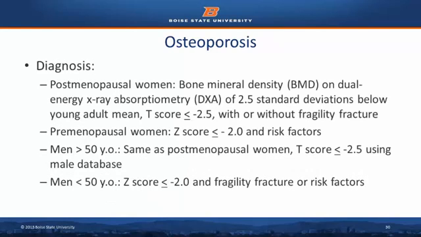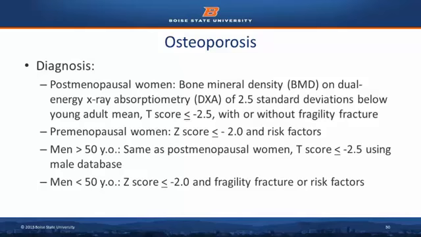The diagnosis of osteoporosis in postmenopausal women is a bone mineral density on DEXA scan of 2.5 standard deviations below the young adult mean. That's called a T-score, less than or equal to negative 2.5, and that's with or without a fragility fracture.